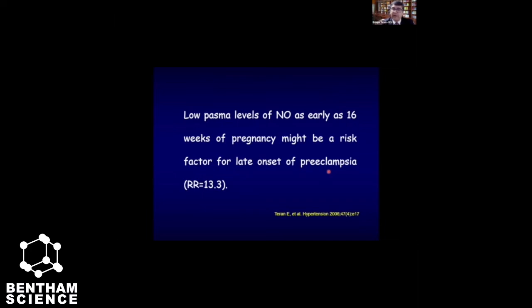Our RR was 13. We don't know any other factor that can give that strong prognosis level. Unfortunately, measuring nitric oxide is still not an easy task. It's not something that you can do in a routine laboratory. Therefore, the technological barrier prevents the use of such an interesting tool.